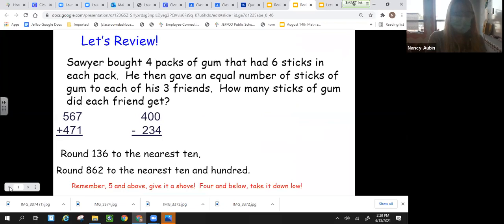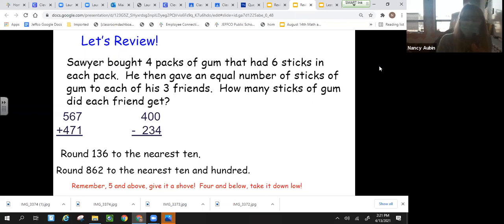All right, so we are going to quickly do some thinking here. It's been a while. Sawyer bought 4 packs of gum that had 6 sticks in each pack. He then gave an equal number of sticks of gum to each of his 3 friends. How many sticks of gum did each friend get? Go ahead and solve this problem.